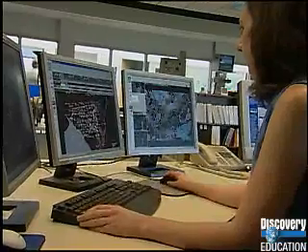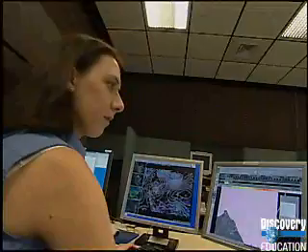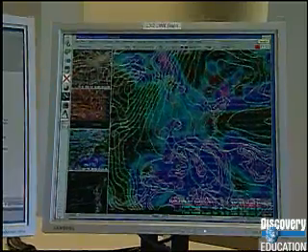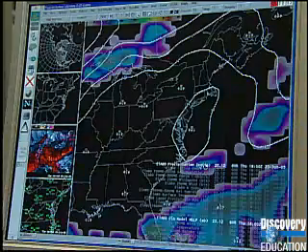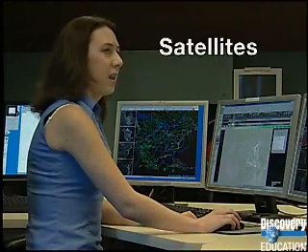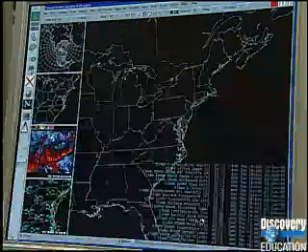In a typical day of work, I come in, I sit down in front of a computer and start looking at everything that I can. I look at the satellite imagery, I look at radar, I look at computer-generated observations. I look at what's currently in the forecast, and then I look at computer models. Information comes from satellites, from radar, from computer models that ingest data.